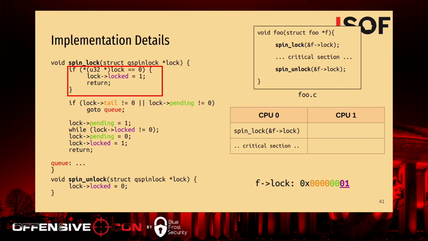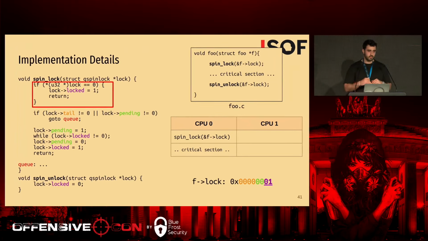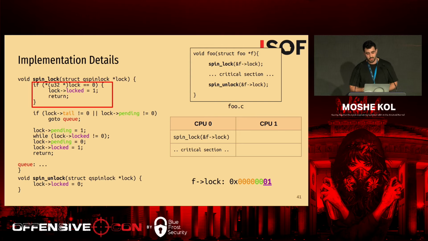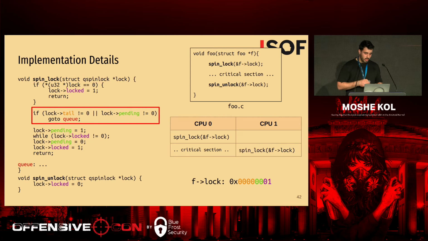So let's say CPU 0 comes along, it wants to acquire the lock. It will see that the lock is all zeros, so it will set the locked byte to 1 and will continue executing its critical section. And now while CPU 0 executes its critical section, CPU 1 comes along, wants to acquire the same lock. It will see that the lock value is not 0, so it will jump to the next if statement. There it will check the tail and the pending bytes. If either of them is not 0, it will immediately jump to the queue label, in which it will place itself at the end of the queue and will spin on its own accessible value.